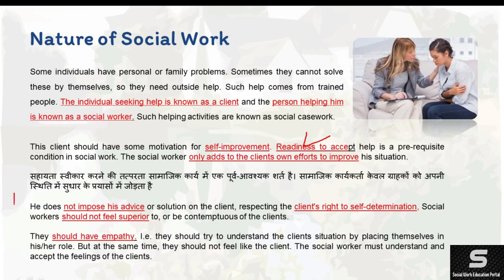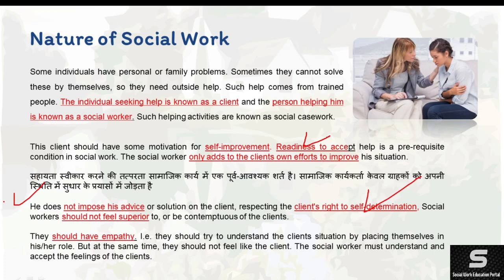And the social worker doesn't impose any advice or solution on the client. They just respect the client's right of self-determination. And social workers should not feel superior. They should show empathy to the client. So they should try to understand the client's situation, what kind of problems they are facing, and they should also put themselves in the situation of the client so they can easily understand the basic problems and how to deal with these problems. And at the same time they should not feel like a client.